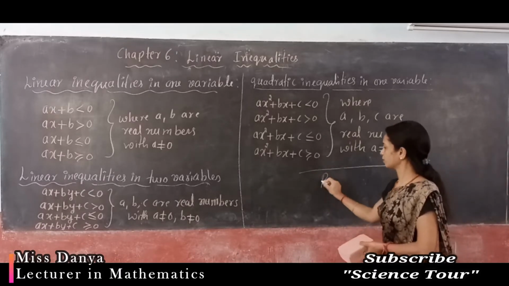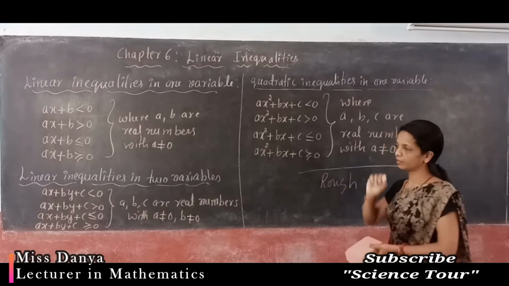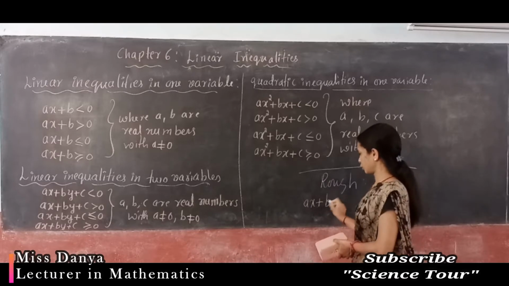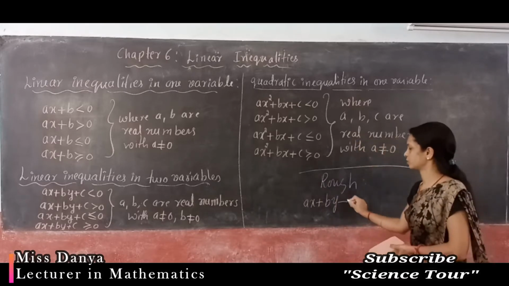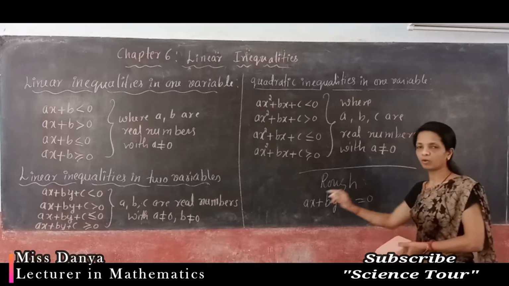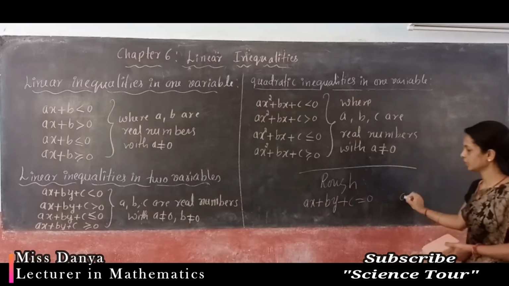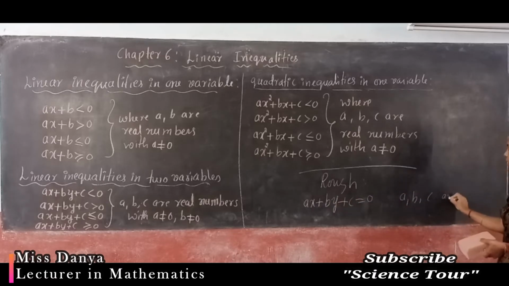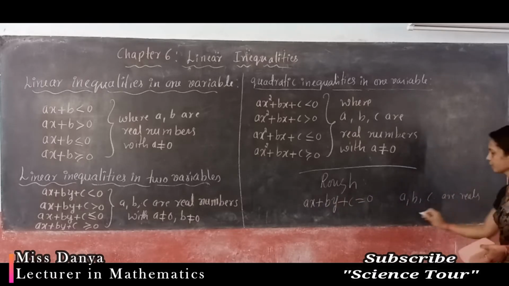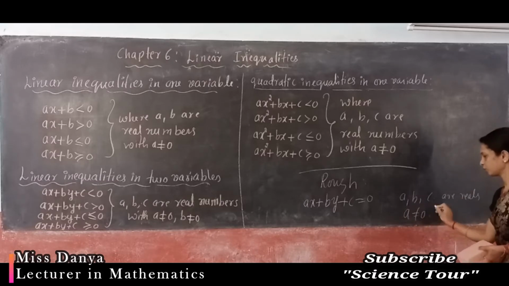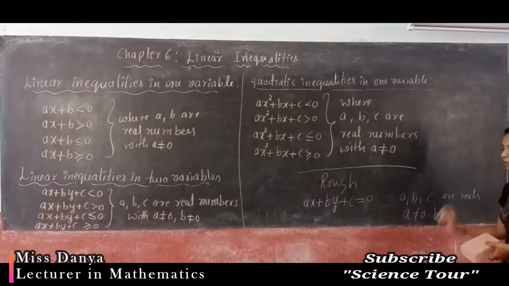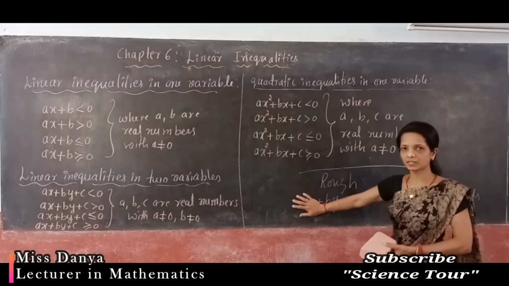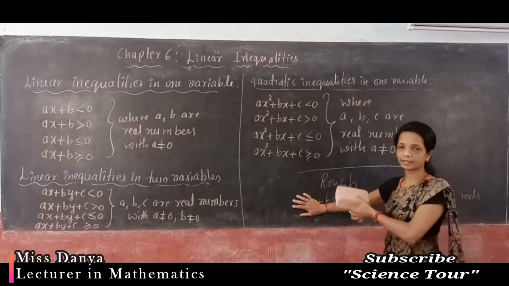Next you have linear inequalities in two variables. You know the linear equation in two variables will be in the standard form ax plus by plus c is equal to 0. Here a, b, c are real numbers, and a and b are not equal to 0. a not equal to 0, b not equal to 0. If any one is 0, for example suppose a is 0, then that will not be a linear equation in two variables.